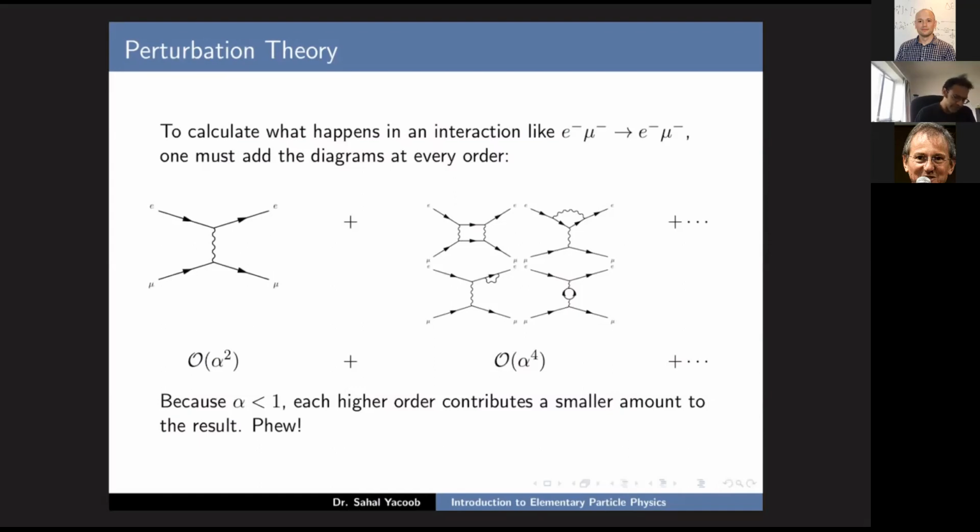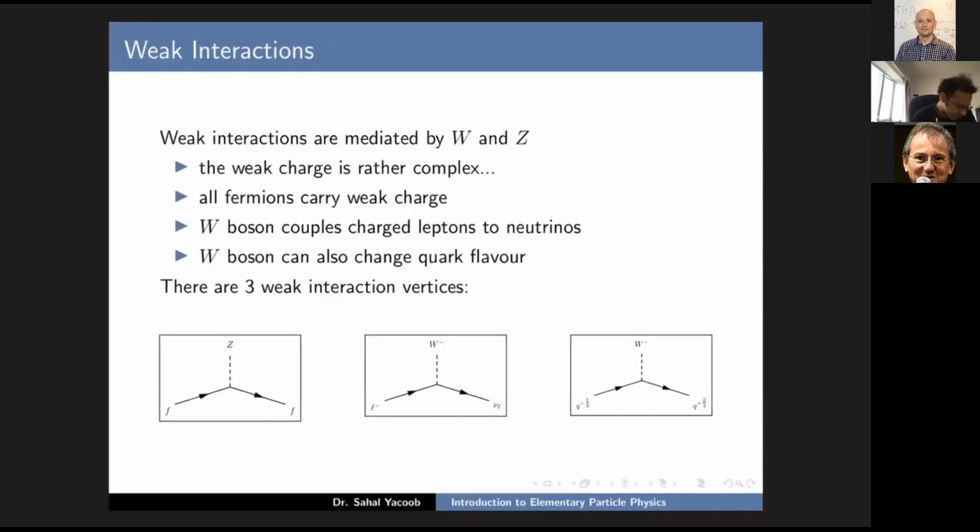But luckily, alpha is 1 over 137, so each order contributes a much smaller amount to the result. And so for most processes in QED, the leading order diagram is sufficient. And then as we start to measure things more accurately, we need the higher orders. That's it for QED. Then we can go on to the weak interactions.